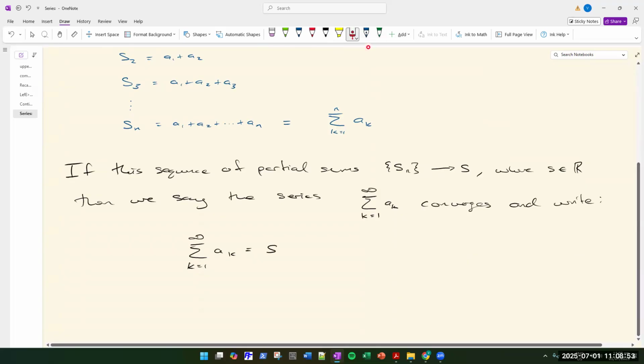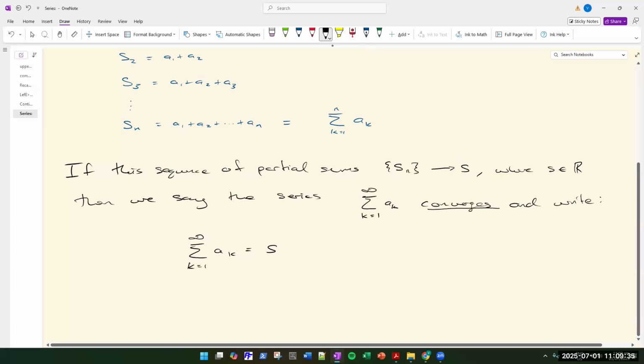Anytime, I'm sure you all have seen series before, anytime you see something like this, where you have a series equal to some finite number, what this number really means, because of course we cannot sit and add infinite terms, is that from these terms a_k, you construct the sequence of partial sums. And this S that you see is just the limit of that sequence of partial sums. So that is what is meant by a series converges.